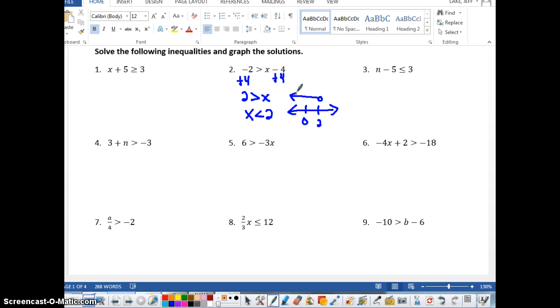Number 4, we have 3 plus n is greater than negative 3. Subtract your 3. You end up with n is greater than negative 6. Again, this is going to be an open circle at that negative 6. It's going to be this time going to the right.